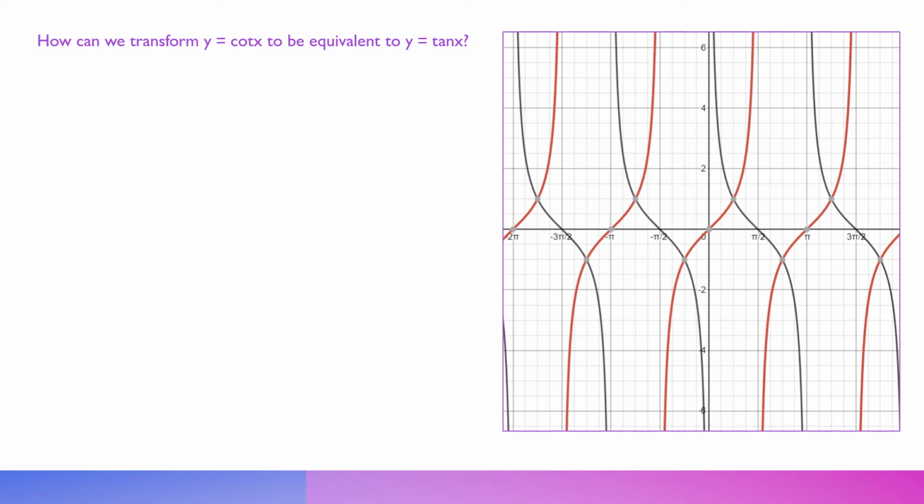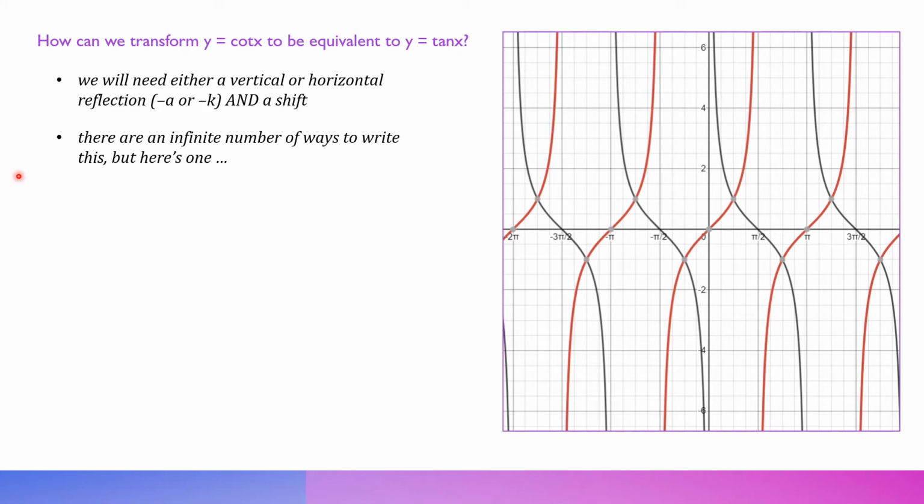How can we transform cotan to be equivalent to tan? We need either a vertical or horizontal reflection, and we need a shift. So we put those together, and we realize there's an infinite number of ways to write that out. There's a whole bunch of combinations, but here's one. Tan x is equal to cotan x.